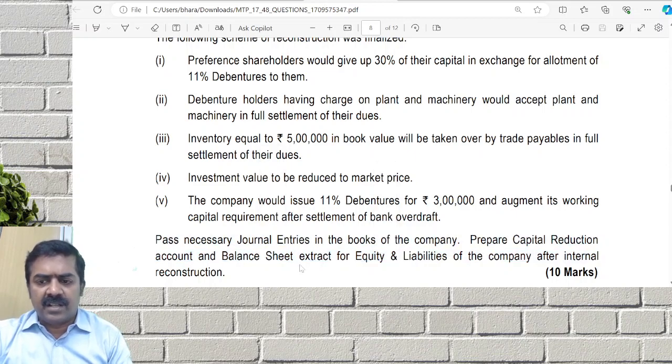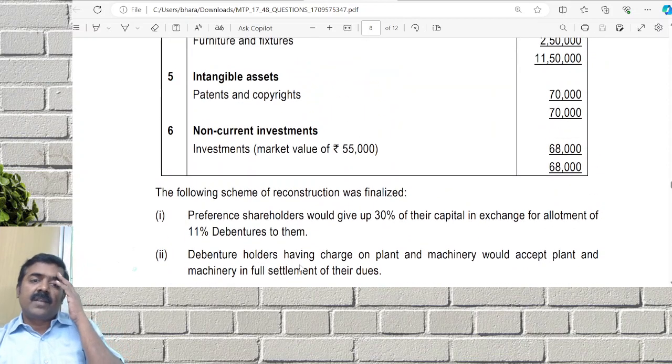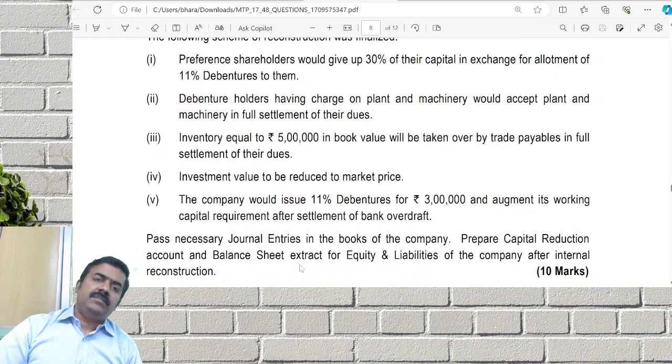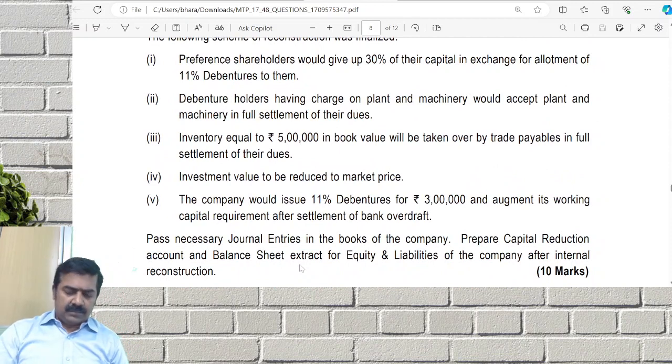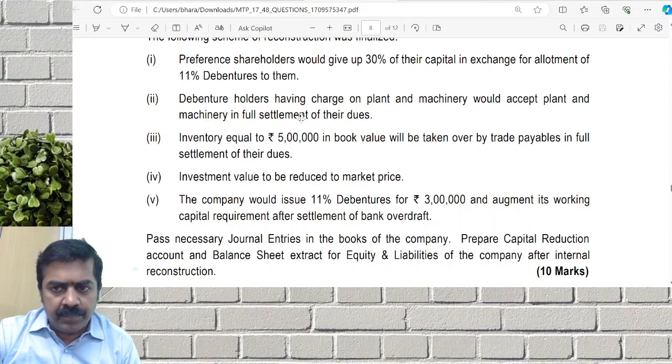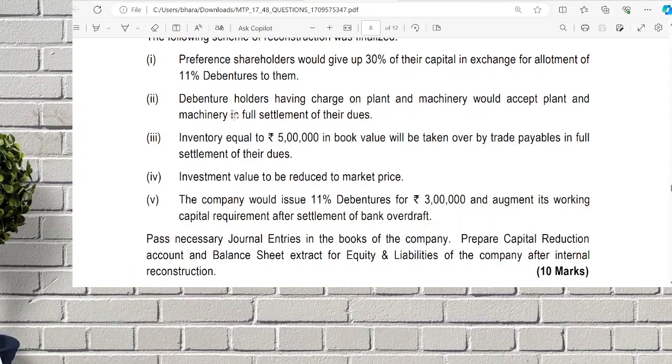After the internal reconstruction. Just go through this, then we'll start solving. Just read through the adjustments.